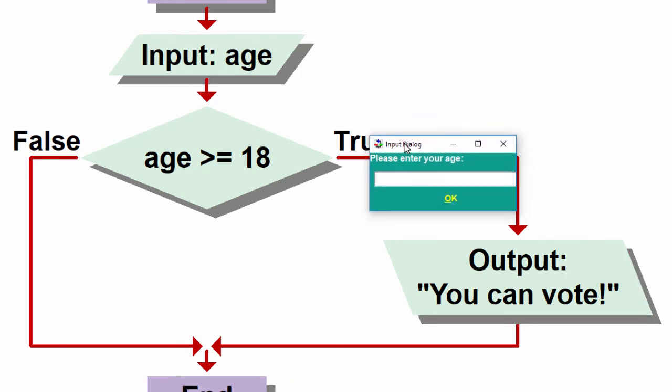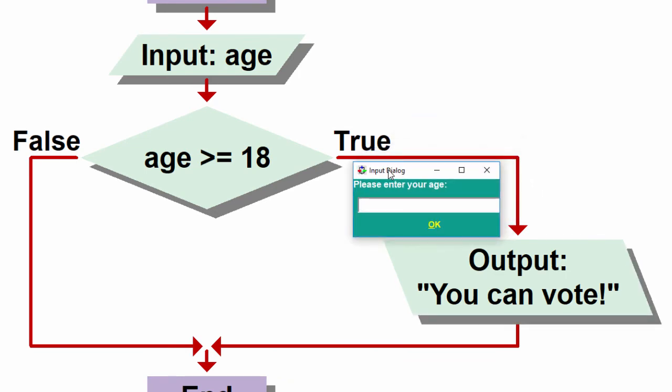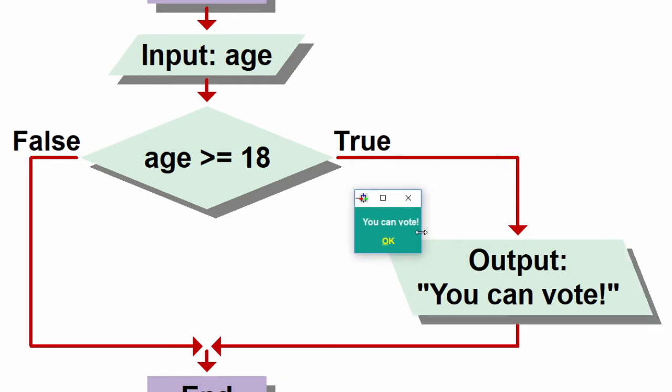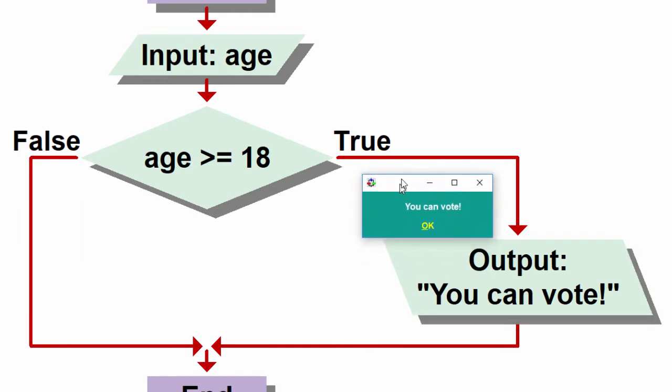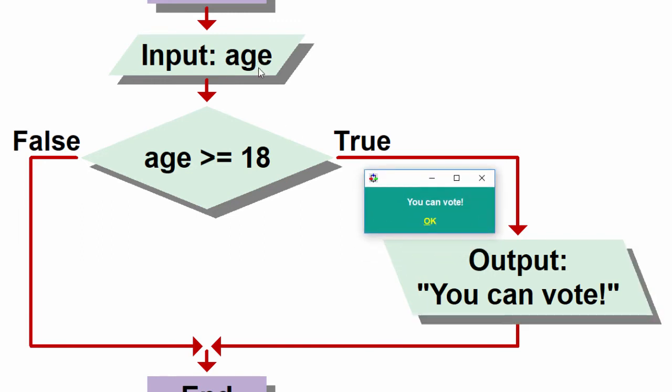So I'm going to first enter my age, and I will enter it as 20, and then hit OK, because I am totally 20 years old. And it's going to say, hey, you can vote. Input the value, store it in the variable age, come down here, notice that the value stored in age, 20, is greater than or equal to 18, and then go to the right and output the code.